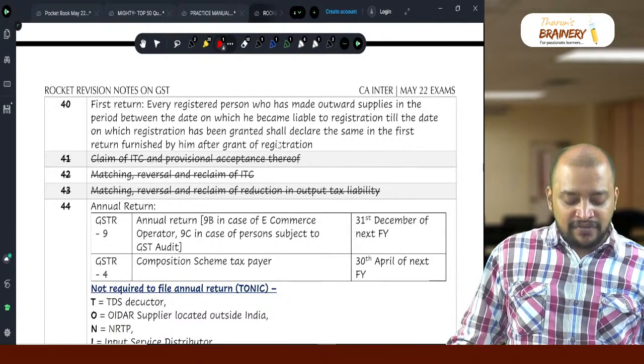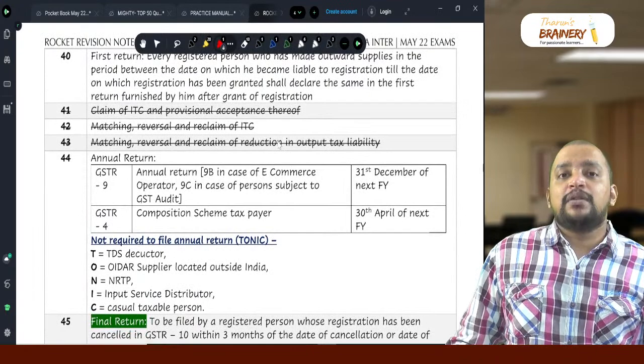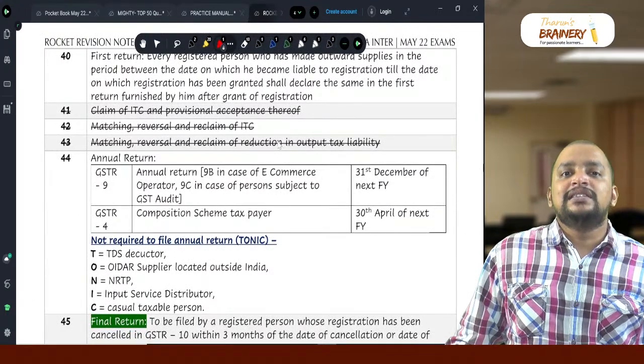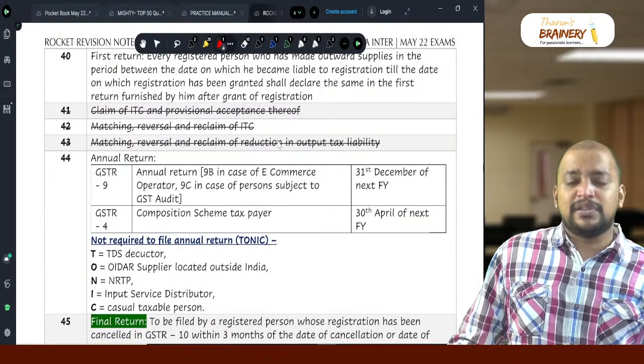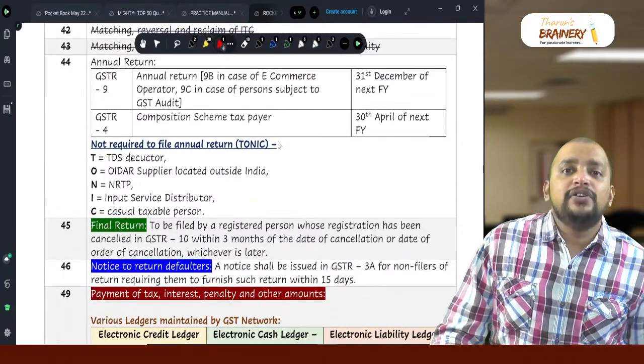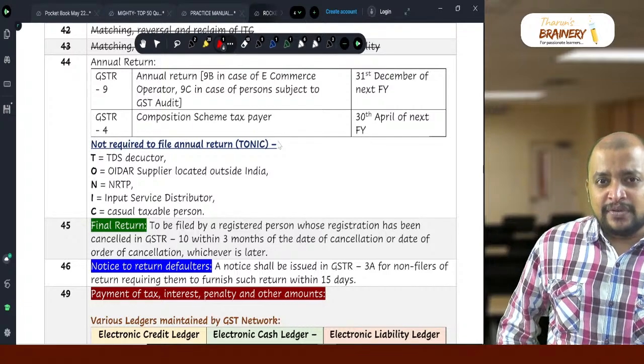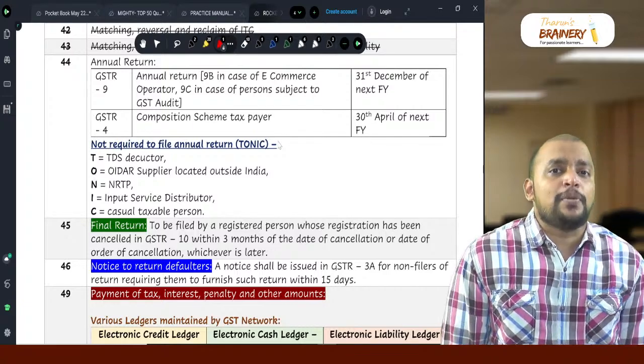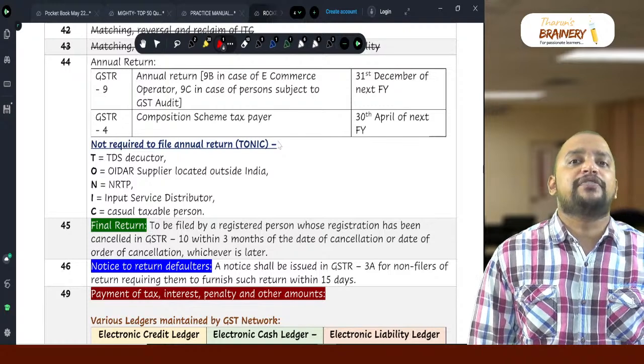Then sections 41, 42, 43: claim of ITC, matching and reversal. These are not applicable for your exam. These are omitted by ICI. Then section 44 is annual return. Two annual returns we have, that is a person other than those opting for composition scheme and a person opting for composition scheme.